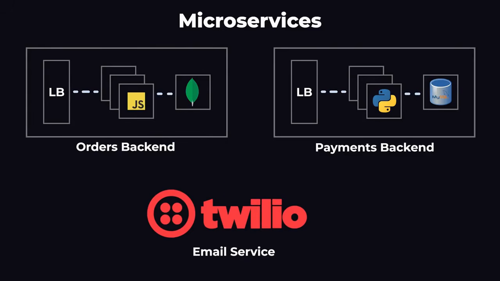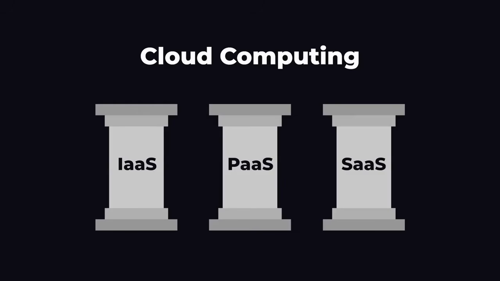Twilio provides a backend and an API for sending emails. So instead of us creating our own email service, our backend can just send requests to Twilio's backend. When a company provides a backend and an API for outside applications, this is called software as a service. For pretty much everything you do in the backend, there is probably a SaaS company out there, and you just use that service instead of building your own microservice. So these three concepts we just looked at, infrastructure as a service, platform as a service, and software as a service, are the three foundations of cloud computing.